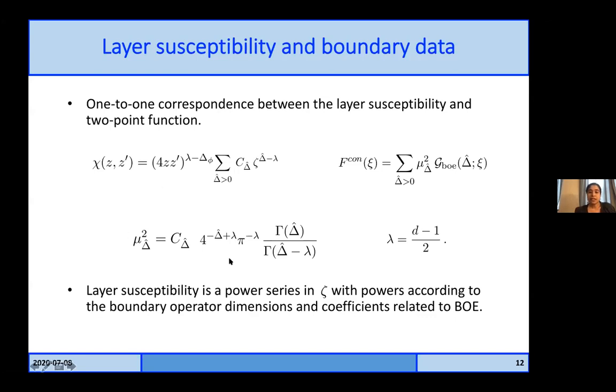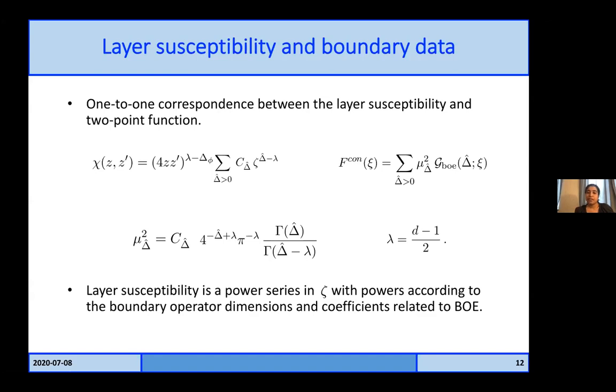And another thing is that if somebody computes the layer susceptibility by some means, say, then one can directly read off the coefficients, the boundary OP coefficient squared using this relation, as well as the boundary spectrum delta hat from this power. So this is true for any general boundary conformal field theory.